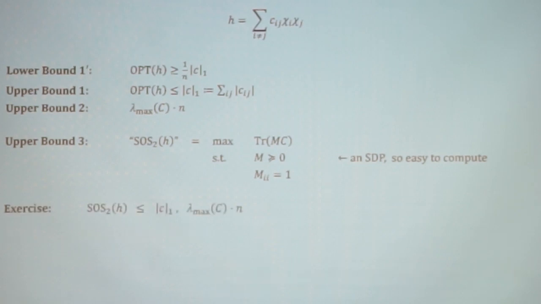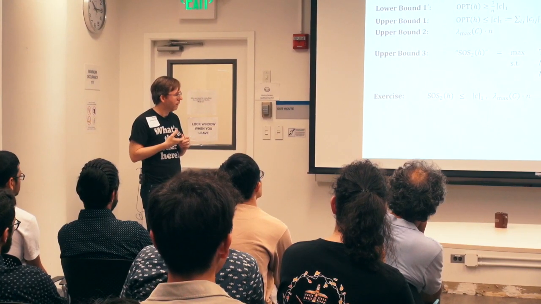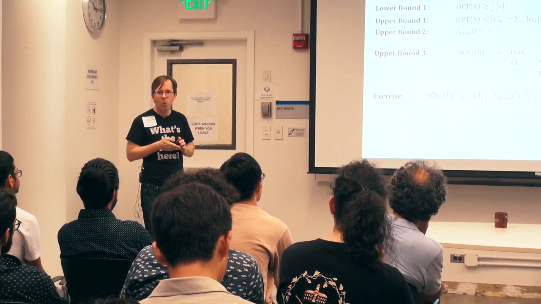And moreover, I'll call this an exercise for you. You can show that this optimum is always less than or equal to upper bound 1. And it's also always at most upper bound 2. So it's at least as good as all the previous upper bounds. Any questions right now?